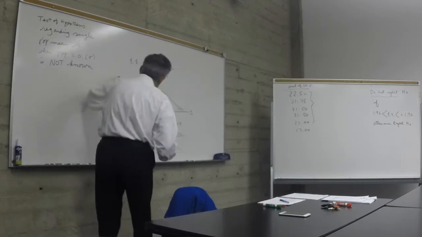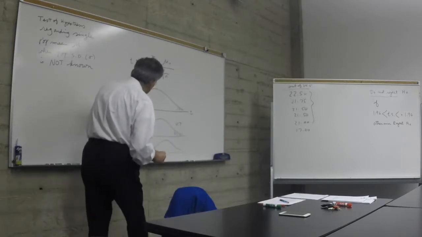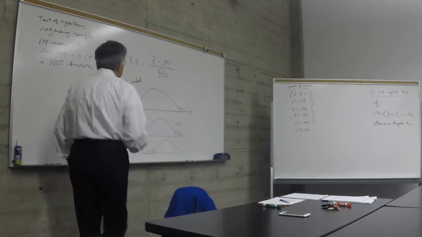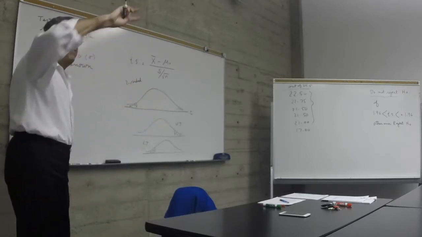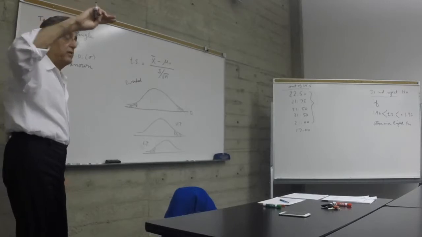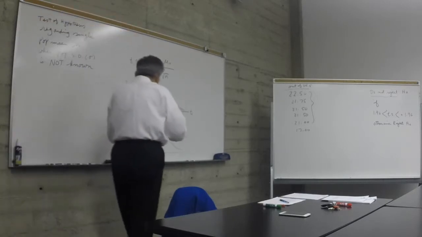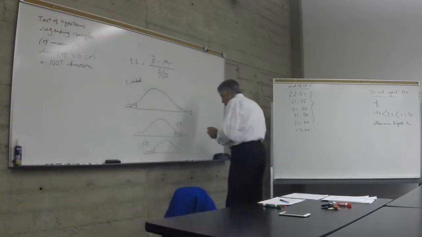So two-sided, one-sided, either upper tail, lower tail, okay. And the t-table has provision for two-sided and one-sided. So we're going to use that. So let me give you an example.